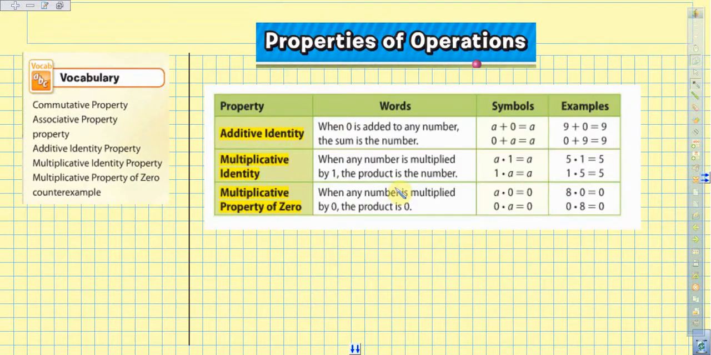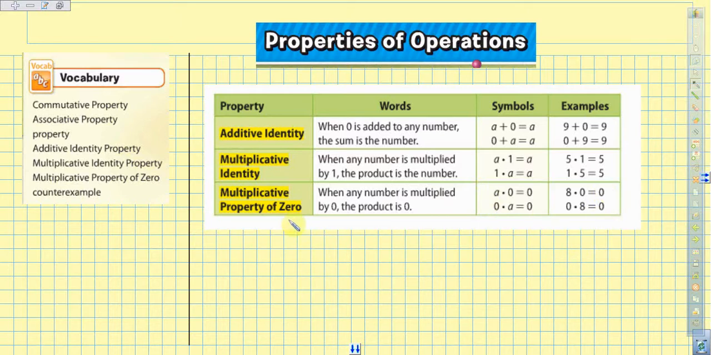So here, some more problems that we'll have. You have the additive identity. Simple. If you add 0, it stays the same. 9 plus 0 is still 9. The identity of the number stays the same. The multiplication version of this is we multiply by 1. If you take 5 times 1, it's still 5. And then the last thing is this idea of zero in multiplication. If you multiply anything by zero, it's going to be zero.